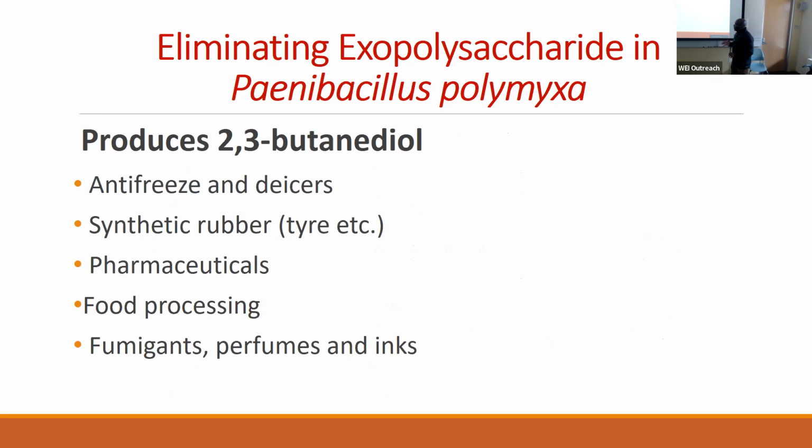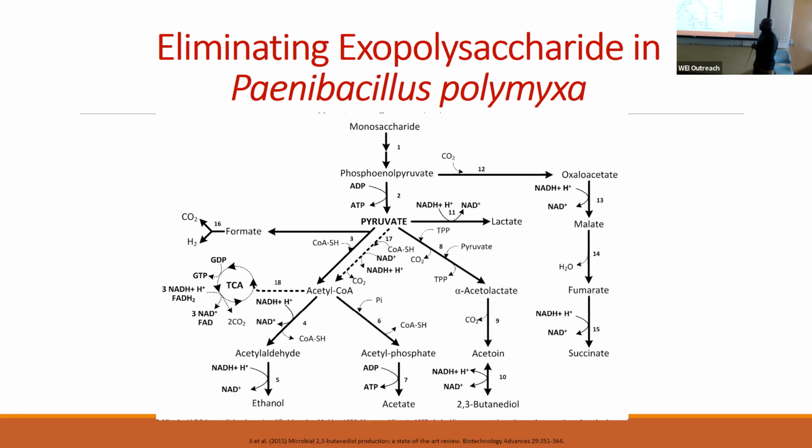Another particular organism we work with is called Paenibacillus polymyxa. This organism is a soil-inhabiting organism, has a mutual relationship with most plants. It's a nitrogen-fixing organism, but it has biotechnological applications in the sense that it produces a very important molecule called 2,3-butanediol. It has a lot of applications, from making de-icers, the stuff they use to spray airplanes before they leave in the winter, or the tarmac to keep it from freezing over. Also used to make synthetic rubber, which is used to make synthetic tires, pharmaceuticals, food processing, fumigants, perfumes, and what have you. Lots and lots of applications. So we wanted to be able to make this compound as much as possible.